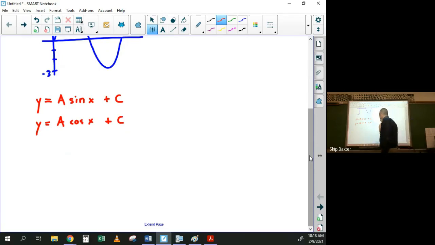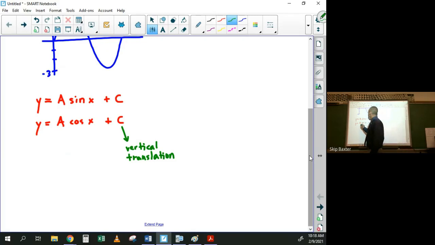We know that the c part of it is the vertical translation. If c is positive, then it slides up, and if c is negative, it slides down. But the amplitude is actually the number out front, absolute value. So the absolute value of A is the amplitude of the wave. If A happens to be negative, you just make it positive to find its amplitude. But the fact that it's negative just means that it's flipped over the x-axis. That's all the negative would mean in this case.